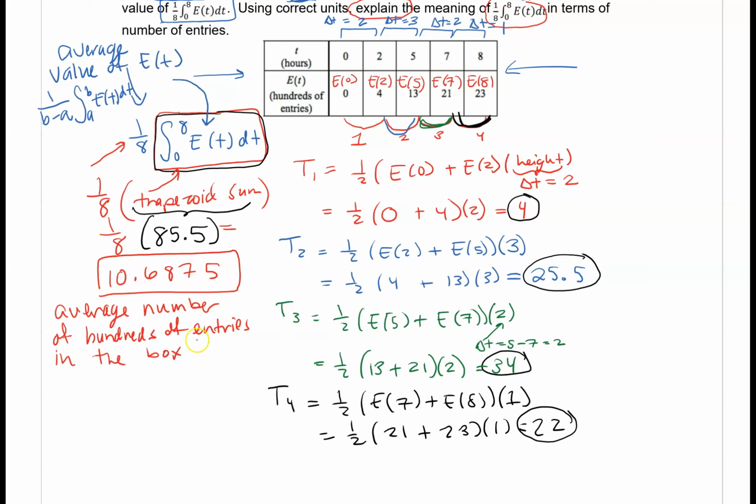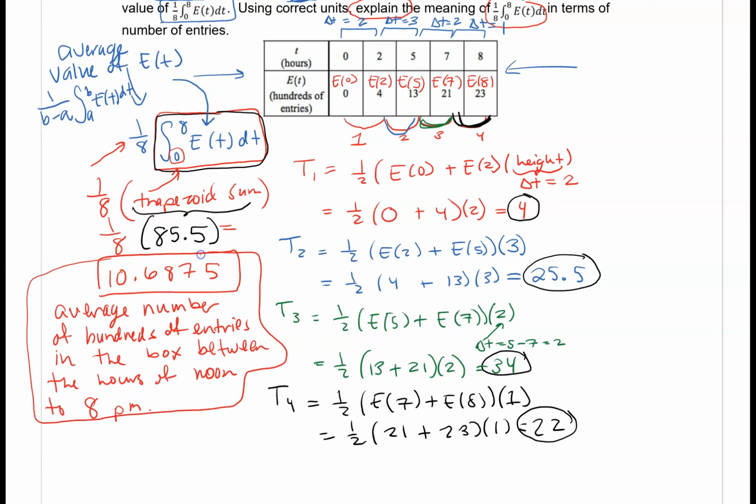in this little box where they dropped them off, between, because it was from 0 to 8, right? Between the hours of noon, right? Because t equals 0 represented noon. So this is referring to noon to 8 hours after noon, so 8 p.m. So that would be the meaning of that value that they were asking us to find with a trapezoid sum that we use to approximate the area under the curve.